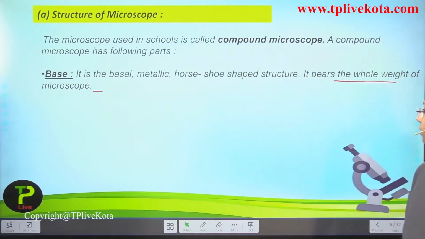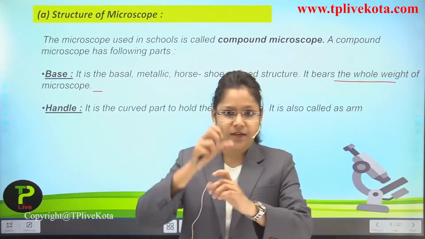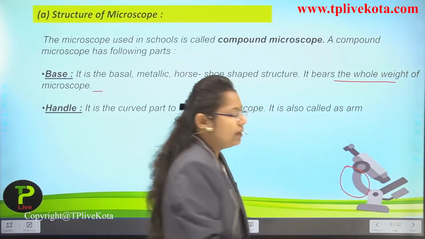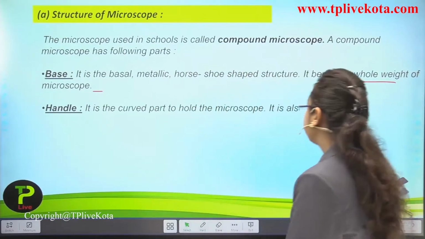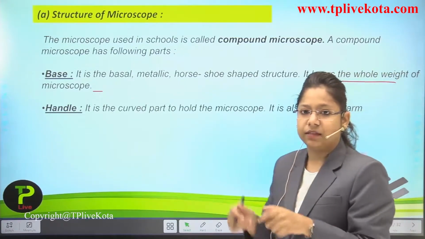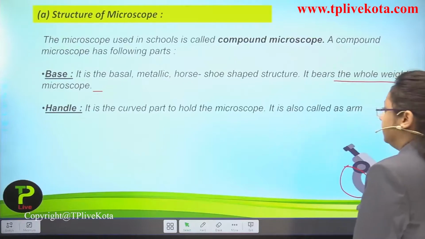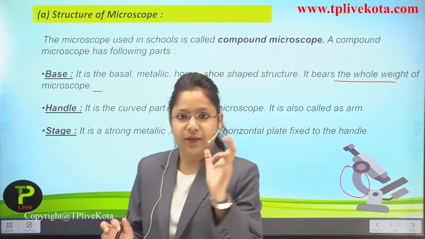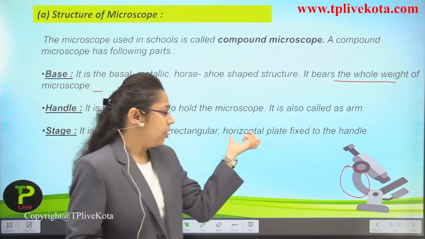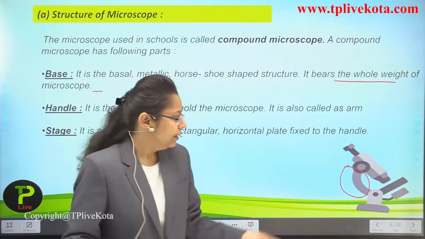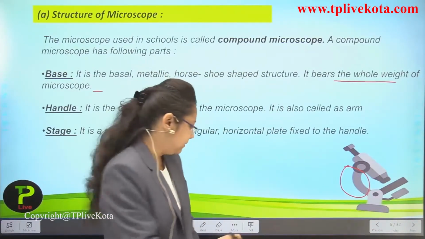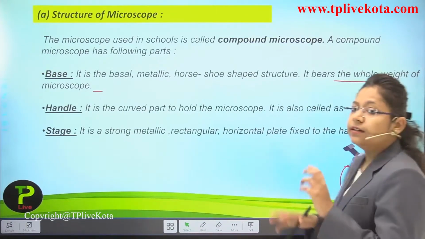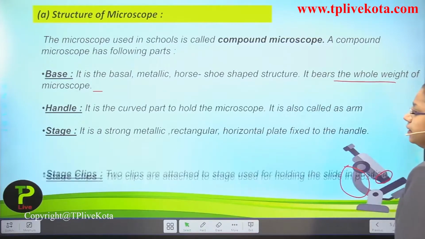Okay, the second part is the handle part. This part is the handle part. You can see it in my slide also. This part is known as the handle part of the microscope. Okay, it is a curved part. It is not flattened, it is just a curved part. Next part is the stage. It is a strong metallic rectangular structure which is a horizontal plate fixed to the handle. Okay, this type of structure on which the slides are placed, here you can see, is the stage.